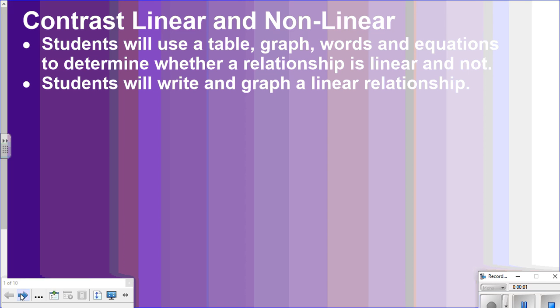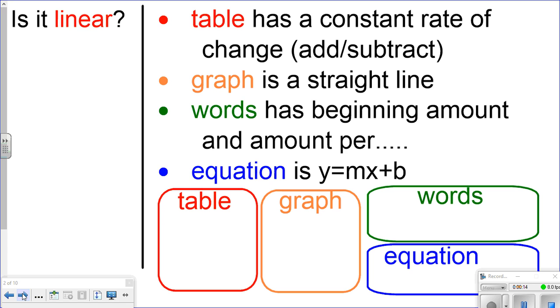In this lesson, we'll be contrasting linear and nonlinear. By the end of the lesson, you should be able to use a table, graph, words, and equations to decide whether a relationship is linear or not, and be able to write and graph a linear relationship.